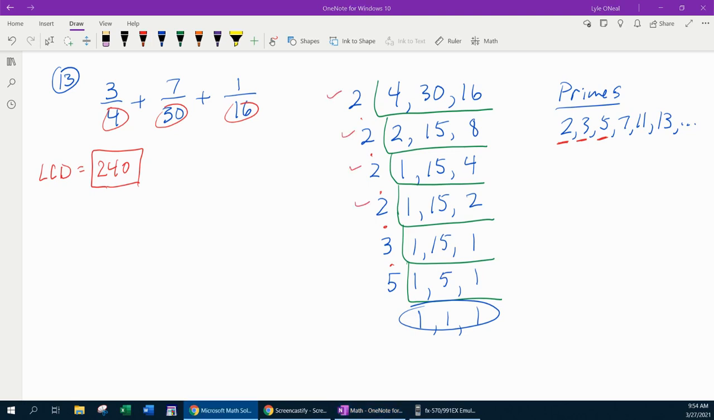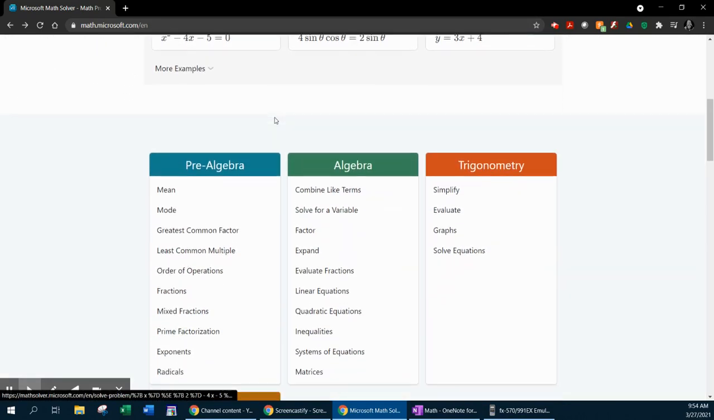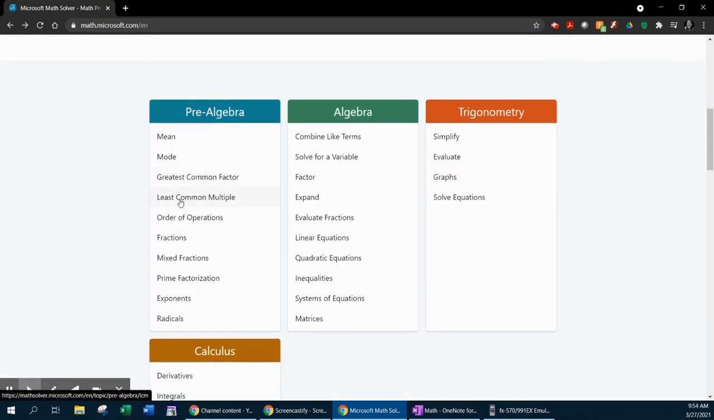So the easiest way to verify that this work is correct is probably to use a piece of technology. So I'd like to introduce you to the Microsoft Math Solver. It's math.microsoft.com. And if we scroll down a little bit under the pre-algebra section, there is an option for least common multiple.